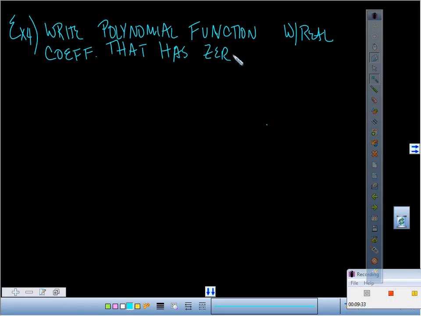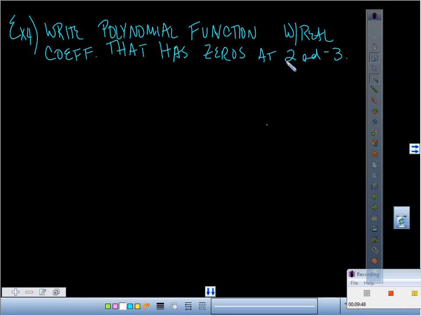zeros at 2 and -3. Okay, so just like I said, guys, this one's going to be pretty easy. If 2 is a 0 or if 2 is a root, I could call it a lot of things. I could call it a 0, I could call it a root, I could call it an x-intercept, I could call it solution, all right? All of those things are the same.